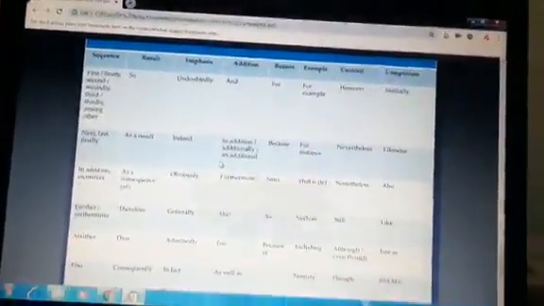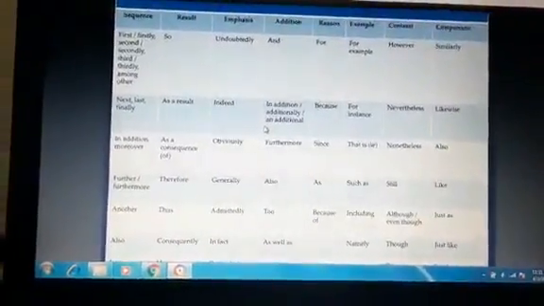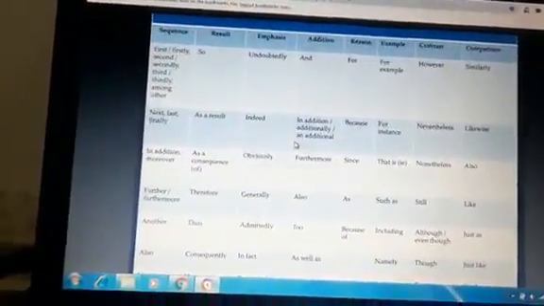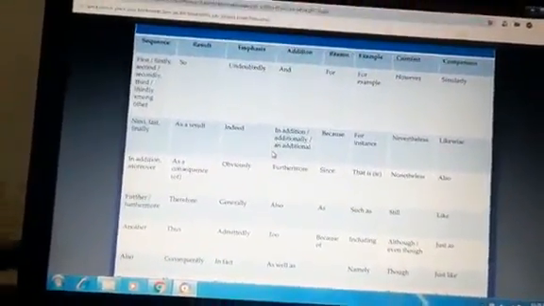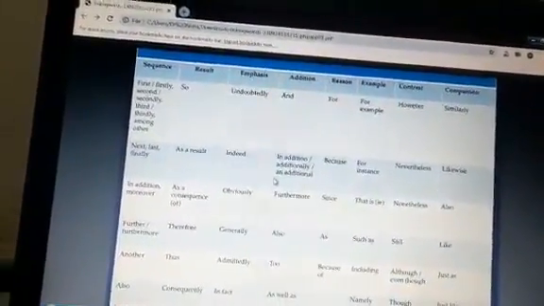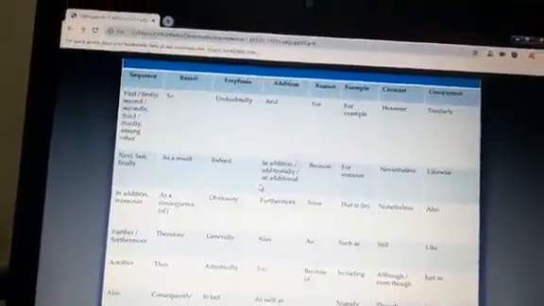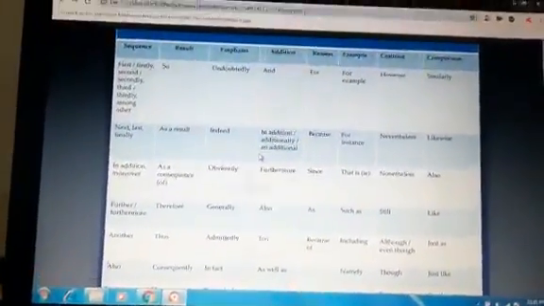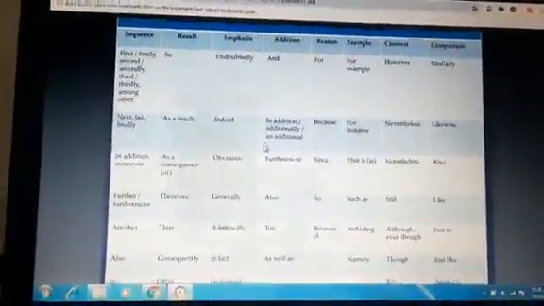Example is shown by for example, for instance, that is, such as, including. Contrast is shown by linking words like however, nevertheless, nonetheless, still, although, though. Comparison is shown by linking words like similarly, likewise, also. These are all linking words which can connect a thought or an idea to another one. So we have seen that these are the common linking words and phrases.